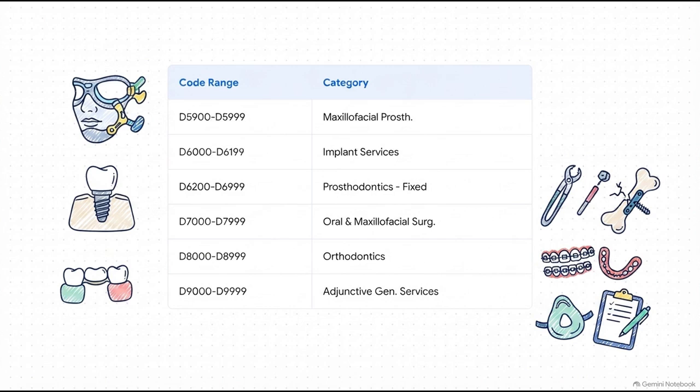fracture treatments. Next up is orthodontics in the D8000s, and finally, D9000 to D9999 covers adjunctive general services, capturing all those miscellaneous items like anesthesia and professional visits. Memorizing these broad buckets, that is going to be your superpower for rapid chart auditing.